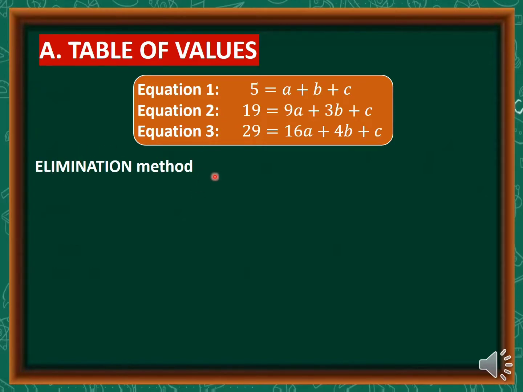In elimination method, I know this is just a review for you kasi ito ay discussed sa inyo during your grade 8. So, in elimination method, we have to choose any, kahit alin, of the equations. If you want equation 1 and 2, equation 1 and 3, or equation 2 and 3. So, it's up to you. In this case, I will use equation number 1 and equation number 2. So, we have 5 is equal to a plus b plus c, that is our equation number 1, and 19 is equal to 9a plus 3b plus c, which is the equation number 2.